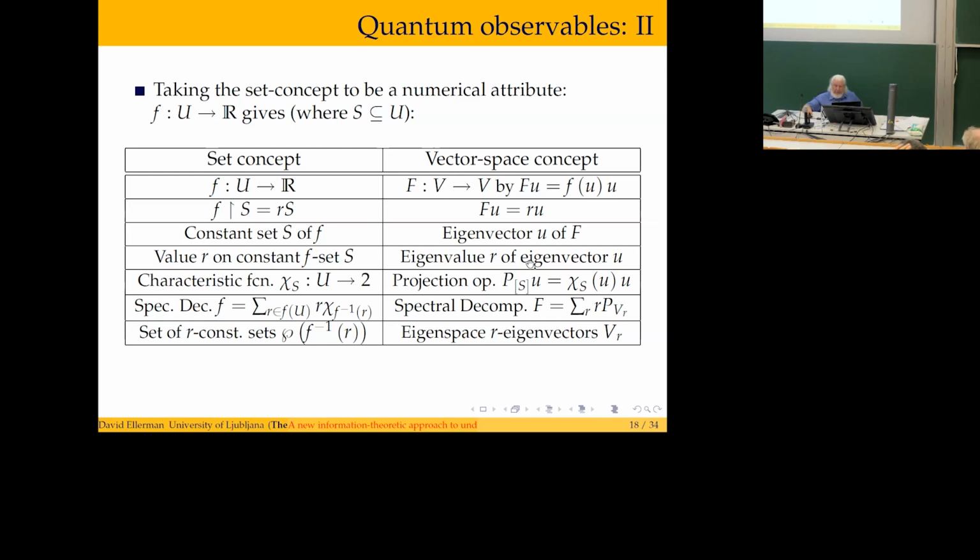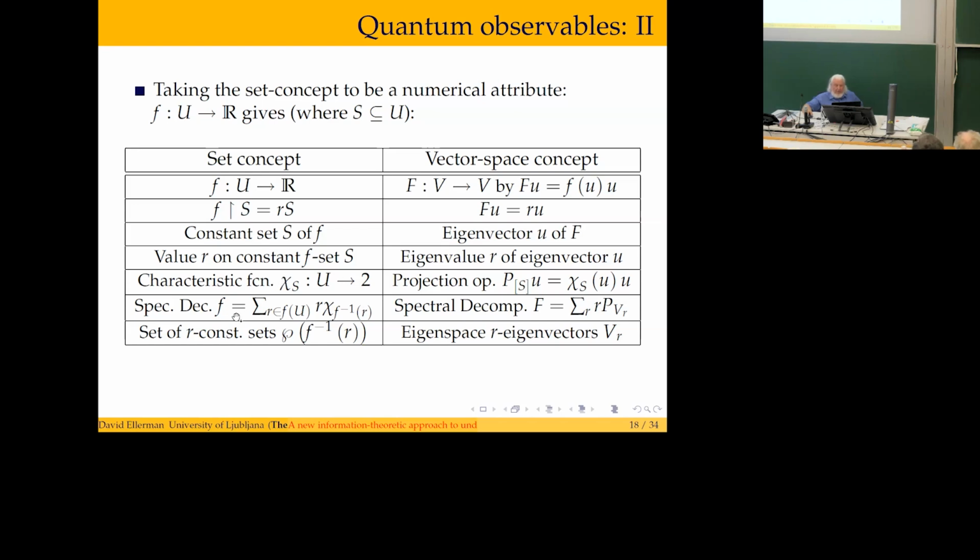you have the projection operators, which have eigenvalues 0 and 1. That would correspond to a function that had only the values 0, 1. And those are called characteristic functions or indicator functions in logic. And so you start with those, and then you can define a projection operator on the subspace generated by S. It is defined this way. And then you have the spectral decomposition in the vector space case, that the whole operator is defined as the sum of the eigenvalues times the projections to the eigenspaces.